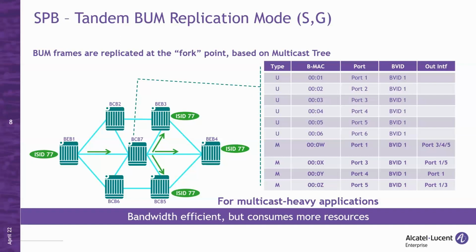There is in fact a third replication mode, which is a variant of this mode, which is the tandem *G mode. This mode is rarely used, so I will not explain it here, but if you want to know more about it, please refer to the SPB Architecture Guide and to the EOS Network Configuration Guide.